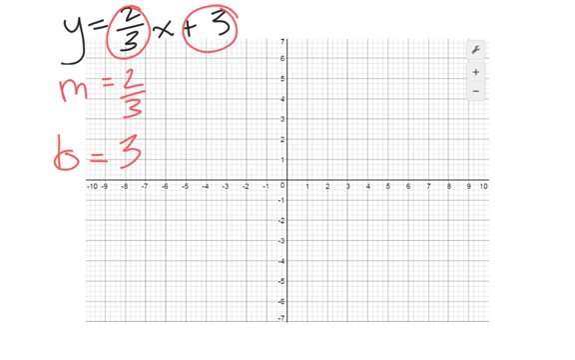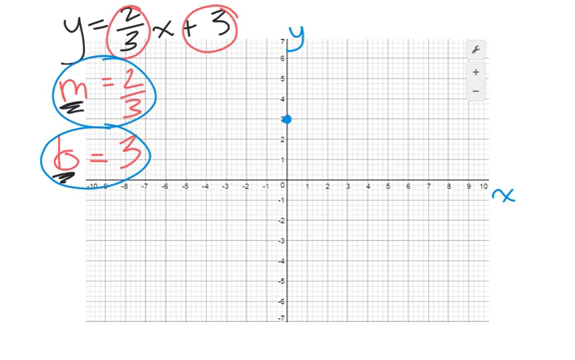Remember, m is the variable you use to represent slope, and b is the variable you use to represent the y-intercept. The first piece of information we're going to use is the y-intercept. If you recall, that is the y-axis, and this is the x-axis. Therefore, the y-intercept of positive 3 is going to be right over here, and I'm going to make a little dot.